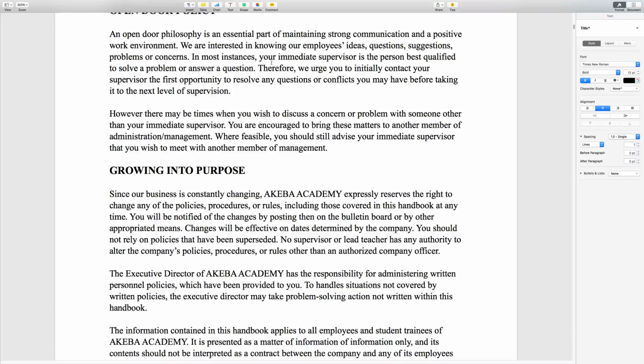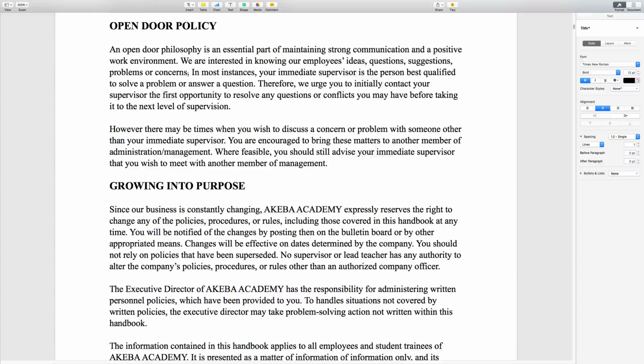So that's why we urge them to contact their immediate supervisor. But some people don't have a good relationship with their immediate supervisor. So if there are conflicts that arise, this is when you want to have that open door policy. And you can even set your office hours for your open door policy.